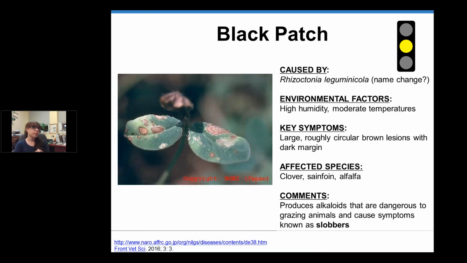Black patch is a disease of clover, and the fungus is currently called Rhizoctonia, although again, the people who study fungi very closely are in a little bit of disagreement about what specific group this particular fungus belongs to. But anyhow, the reason I wanted to highlight this disease is because it can cause alkaloids that, again, are dangerous to animals that are eating this plant fresh. It causes symptoms in animals that are called the slobbers, because essentially those animals, the name says it all, begin to slobber uncontrollably, and they can actually become dehydrated. So this is a clover disease that's certainly one to keep an eye out for. It's not necessarily going to cause severe damage to the plant, but it's something that you definitely don't want your animals in pasture to be eating very much of.